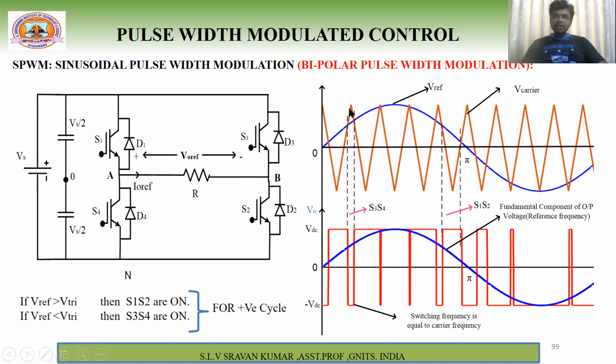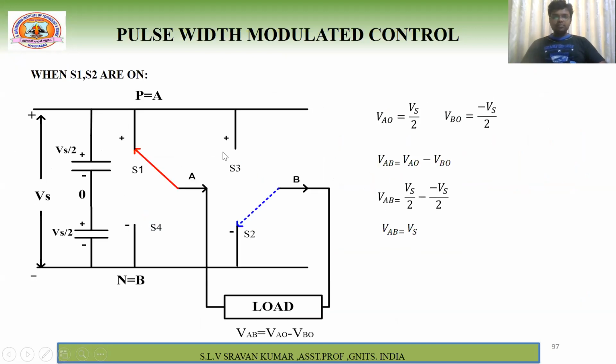See, triangular wave magnitude is higher, reference wave magnitude is lower. That means if V reference is less than triangular wave, then what happens? S3, S4 are turned on. Here, S3, S4 are turned on. Just now we have discussed clearly.